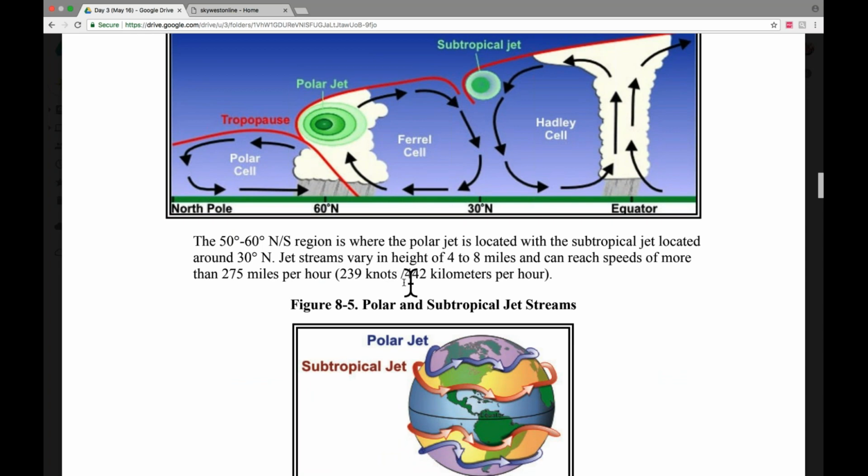So the height of the jet stream, that's what it's talking about here, varies greatly between the polar jet and the subtropical jet. Jet streams may vary in height from 4 to 8 miles and can reach speeds of more than 275 miles per hour, or 239 knots.